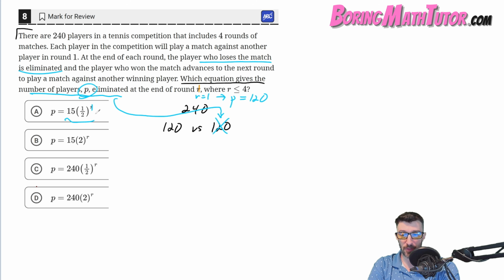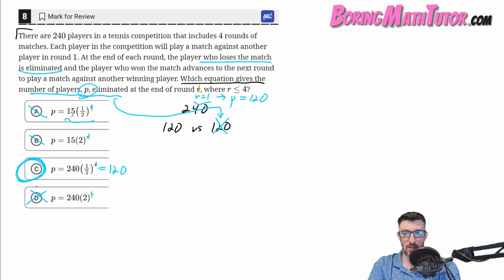I don't think so. 15 times 1/2, definitely not 120. 15 times 2, definitely not. 240 times 1/2, yes, that comes out to 120. 240 times, no, definitely not. So without having to do any other rounds or think about the general pattern, we were able to get the answer by just plugging in a simple number.